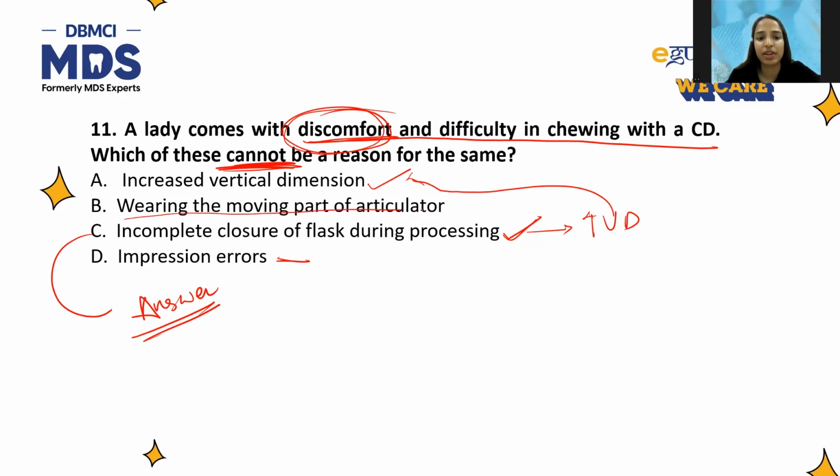So by exclusion also, the answer here is wearing of the moving part of articulator. So the moving part of articulator, I assume, is the ball of the articulator, and wearing of the moving part of articulator will lead to more of occlusal errors because the casts are maybe shifting or not staying in the same relationship in which they are mounted. So it can actually lead to more of occlusal errors rather than other problems also. But the chief problem there would be occlusal error. So according to me, the correct answer here is wearing of the moving part of your articulator.